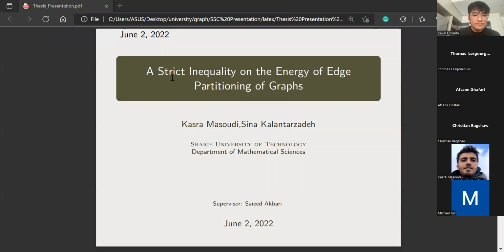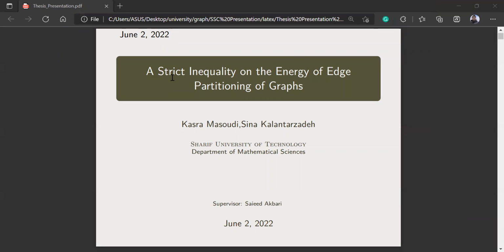Hi, my name is Kasra, and today I'm going to talk about the concept named energy of graphs in algebraic graph theory. In fact, I will present our paper about Sterk inequality on energy of H partition of graphs. This paper was accepted in the Journal of Linear and Multilinear Algebra. And during this presentation, we consider all the graphs to be simple and undirected.